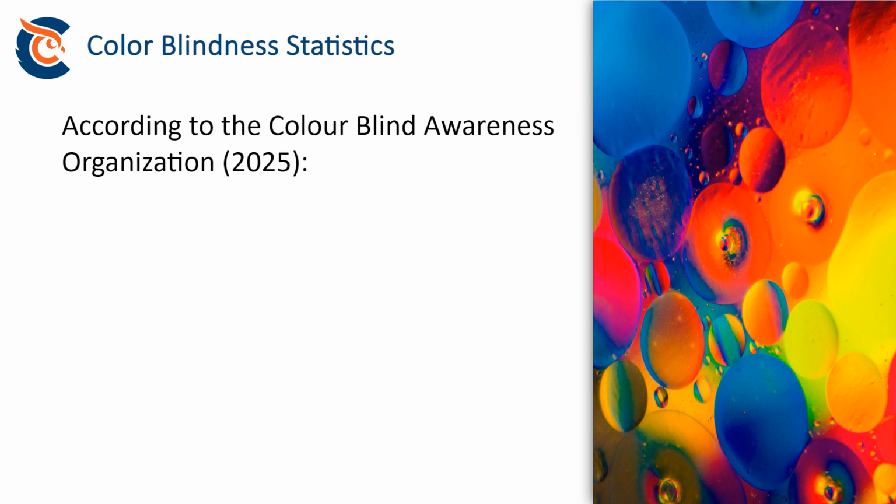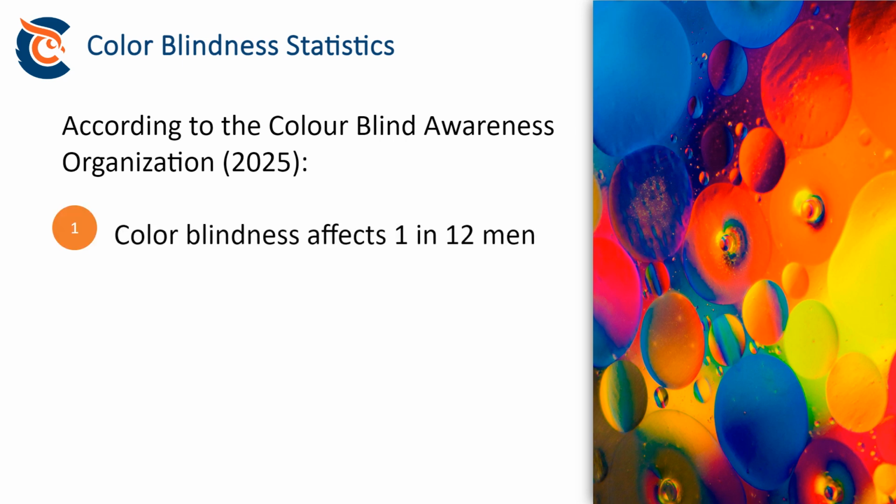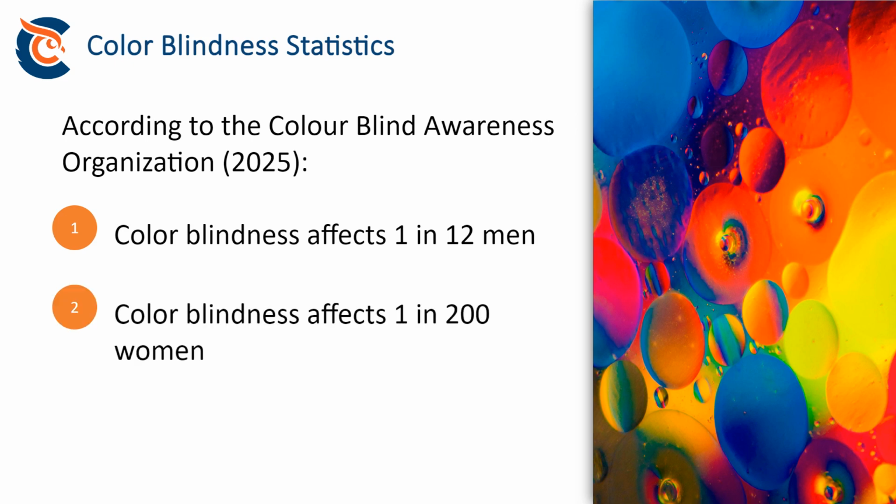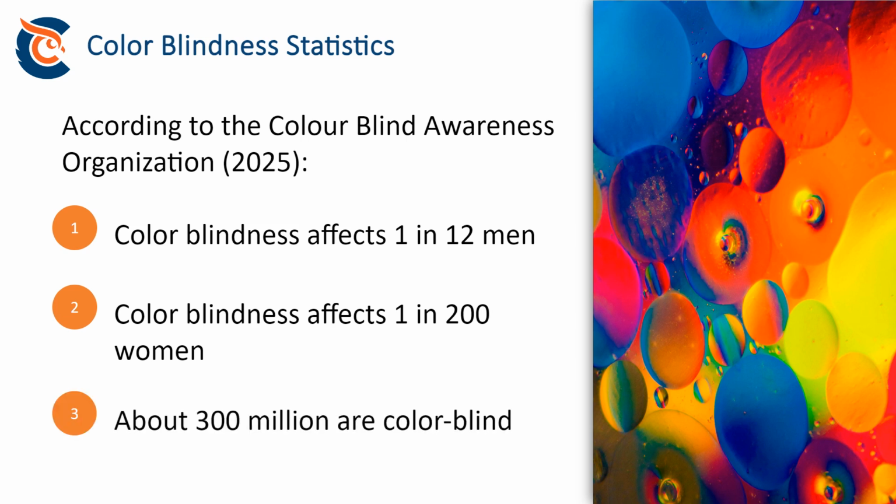According to the Colorblind Awareness Organization, colorblindness affects approximately 1 in 12 men and 1 in 200 women. Furthermore, there are about 300 million people in the world who are colorblind. Therefore, it is important to assure course content is accessible to all when using color in courses.